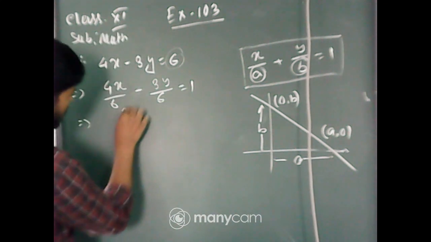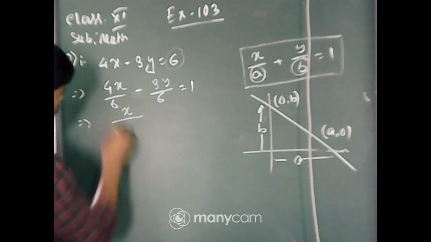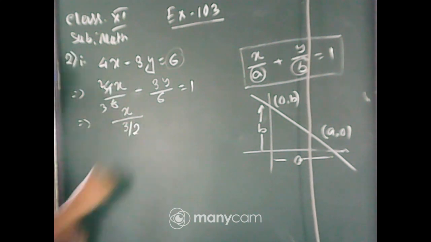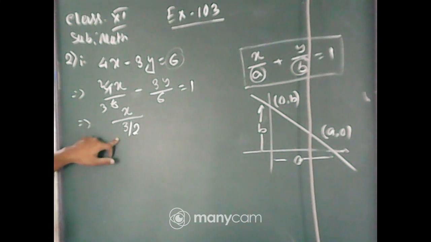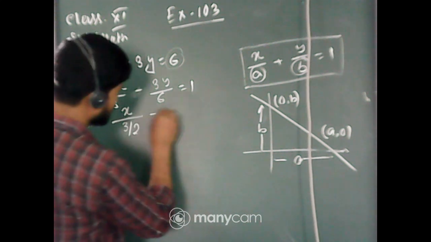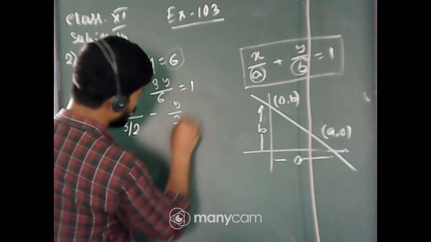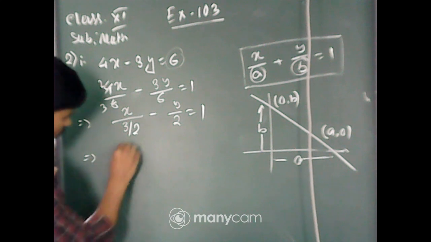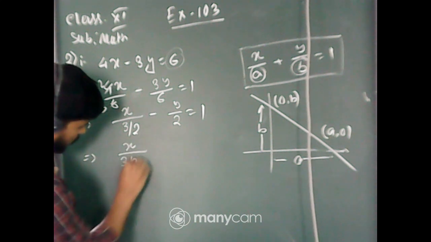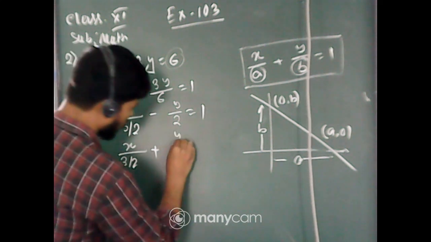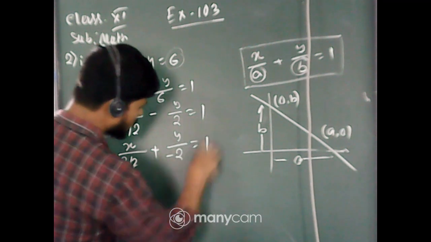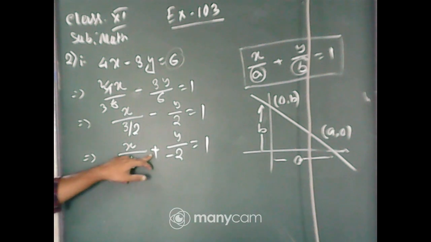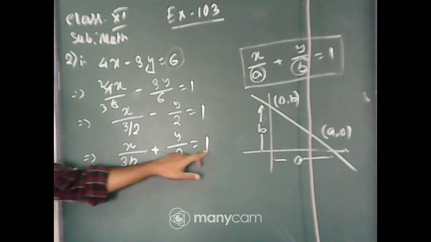That implies x by, 2 2 is 4, 2 3 is 6, means x by 3 by 2, isn't it? And this is y by 2 is equal to 1. That means x by 3 by 2 plus y by minus 2 is equal to 1.